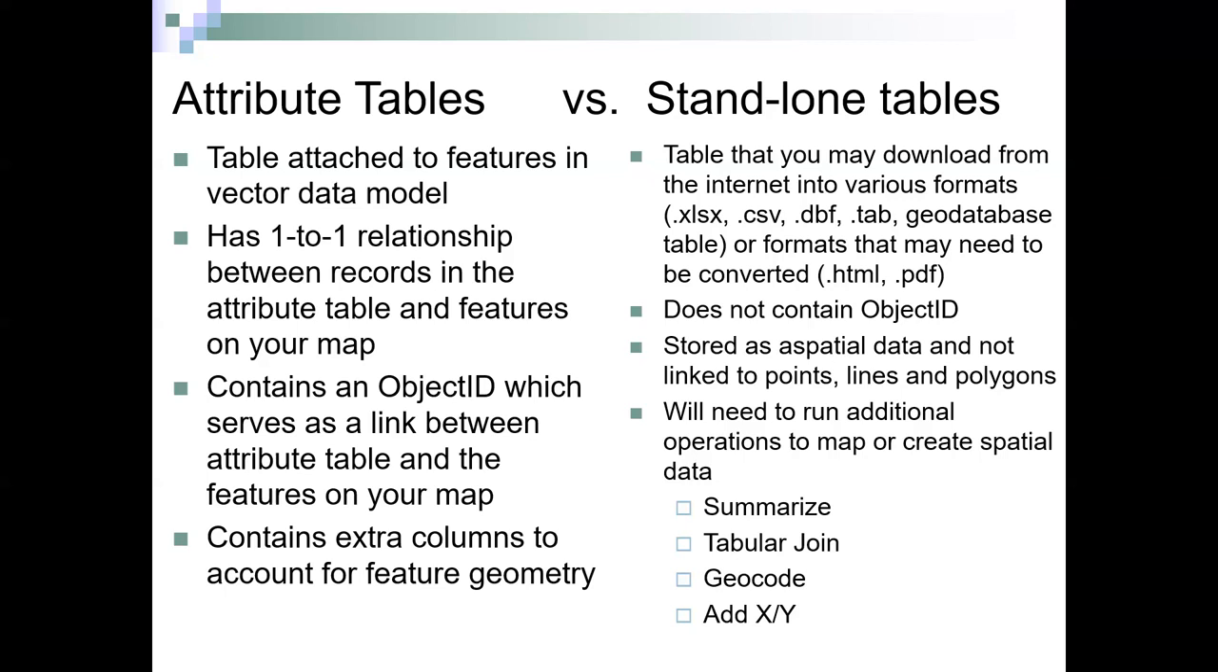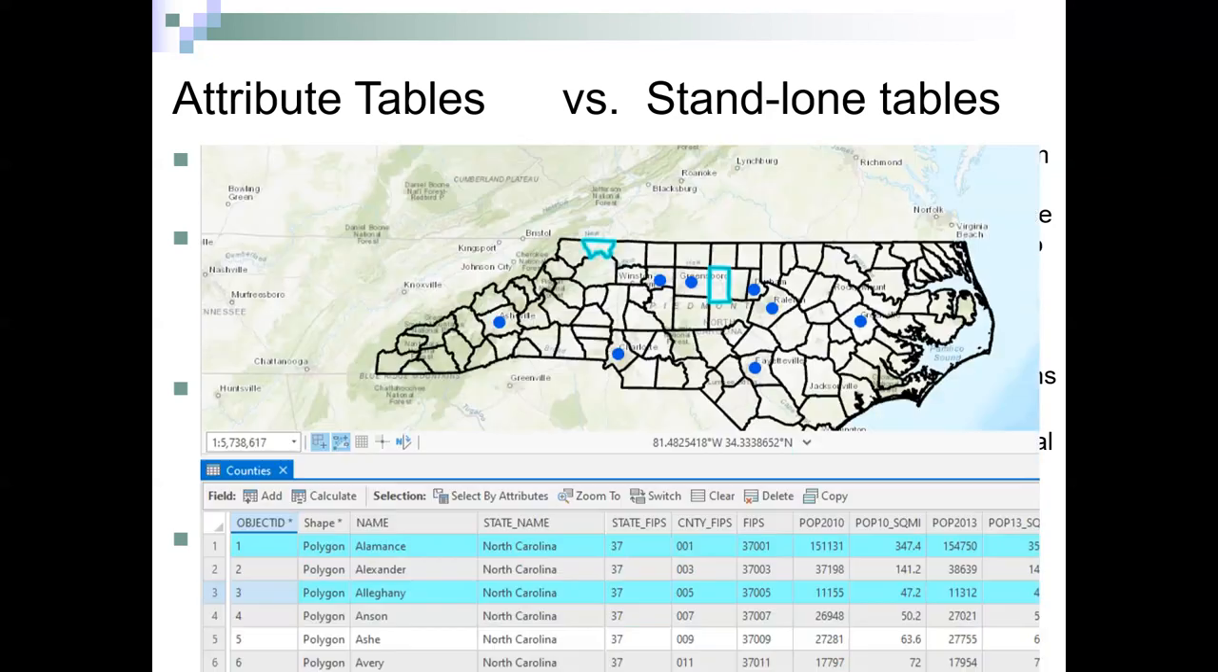So we got something called Summarize. And probably does Summarize ring a bell for you a little bit? Okay. Summarize rings a bell. We have something called the tabular join, which we'll talk about. We'll talk about geocoding and then something called adding XY.